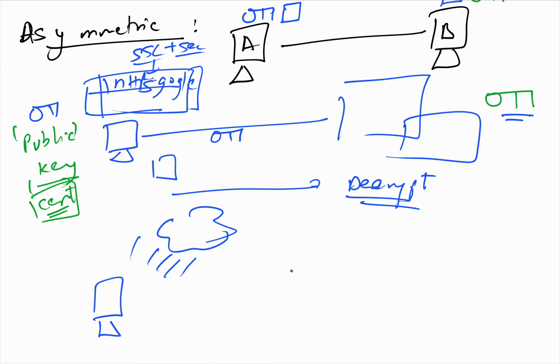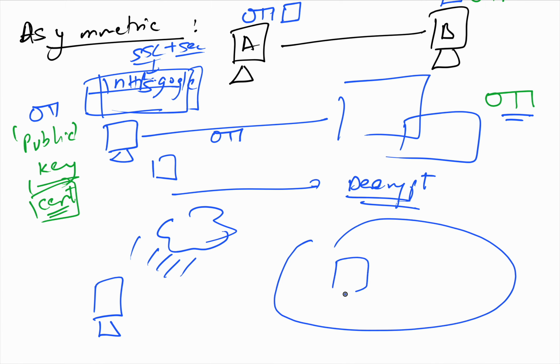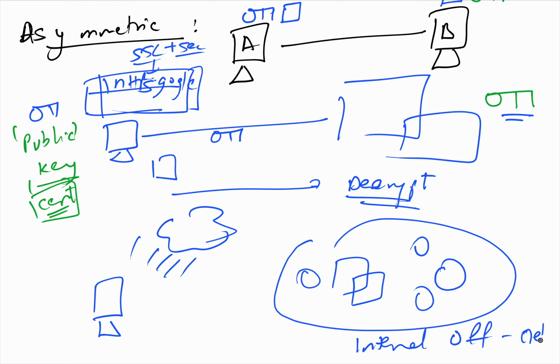Now, why do they tell you that? The simple answer is this is a corporate network. You have servers here, devices, databases, everything. In order for a user to access anything in the internal office network, you need to create a secure channel.